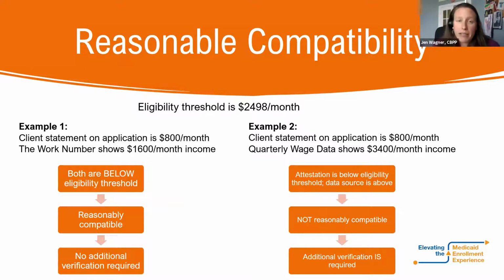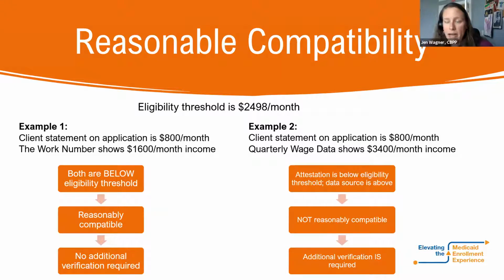So let's say you're applying for a family of 3, and the eligibility threshold is $2,498 per month. In the first example, a client puts on their application that they earn $800 a month. But the Work Number, the state's electronic data source, shows $1,600 a month in income. That's a pretty big difference. One is double the other. But the key here is that both of those numbers are below the eligibility threshold. So the difference doesn't affect eligibility. The family's eligible either way. And so therefore, those numbers are reasonably compatible and no additional verification is required.